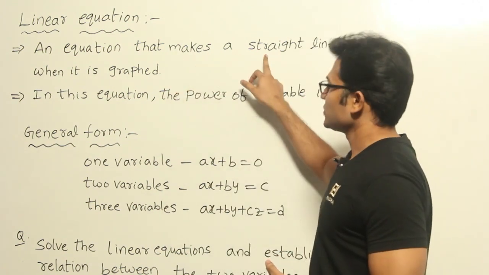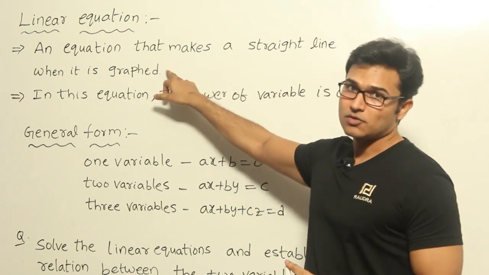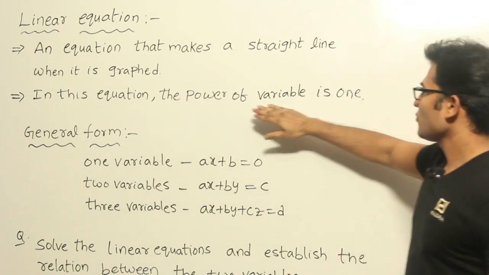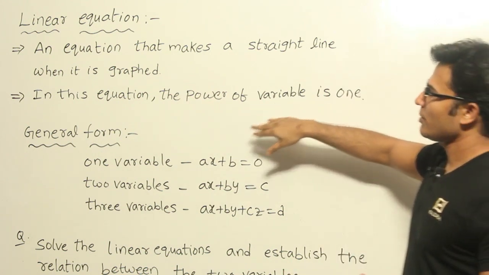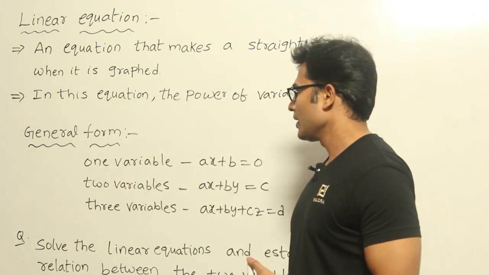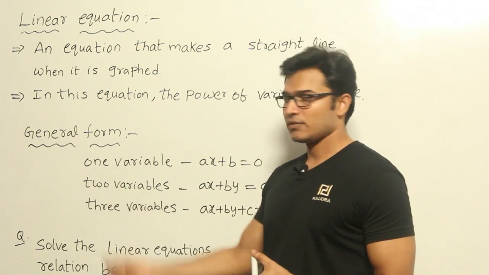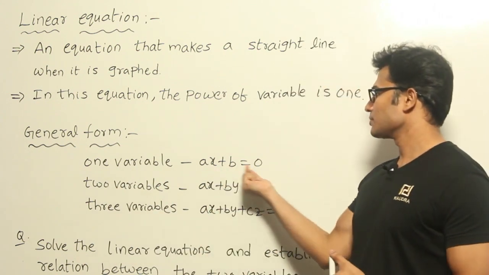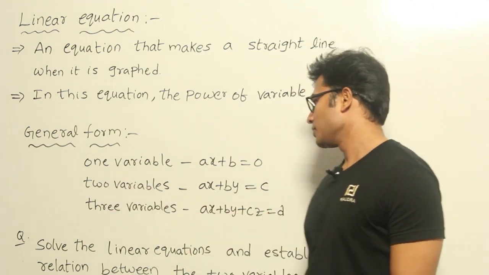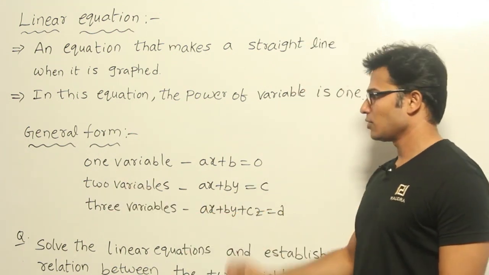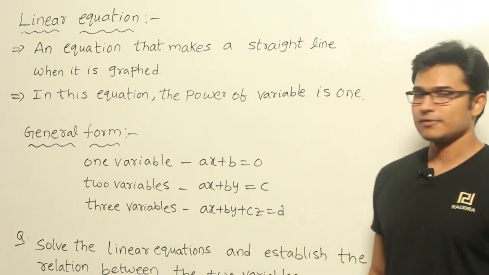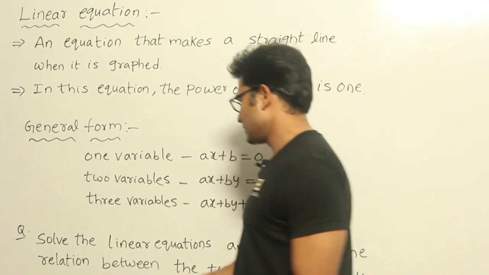I'll just explain everything here. An equation that makes a straight line when it is graphed is called a linear equation. In this equation, the power of every variable is going to be 1. For example, a linear equation containing one variable takes the form ax plus b equal to 0. With two variables, it is of the form ax plus by equal to c. With three variables, it is of the form ax plus by plus cz equal to d. Right?